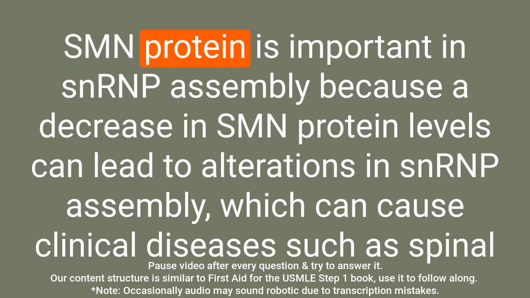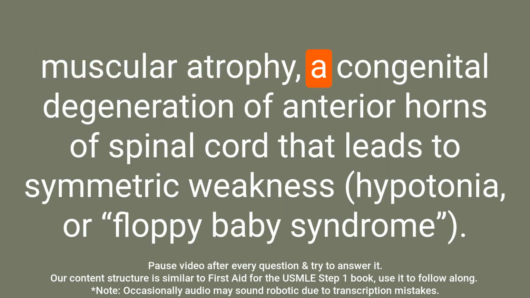Question: Why is SMN protein important in snRNP assembly? Answer: SMN protein is important in snRNP assembly because a decrease in SMN protein levels can lead to alterations in snRNP assembly, which can cause clinical diseases such as spinal muscular atrophy, a congenital degeneration of anterior horns of spinal cord that leads to symmetric weakness.